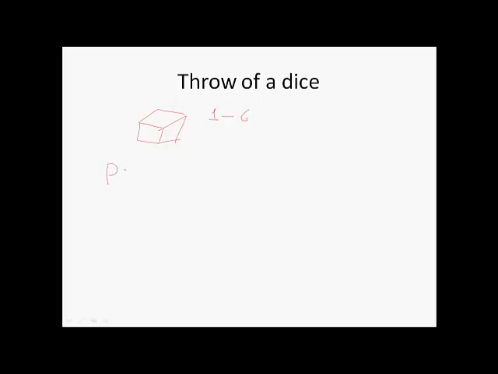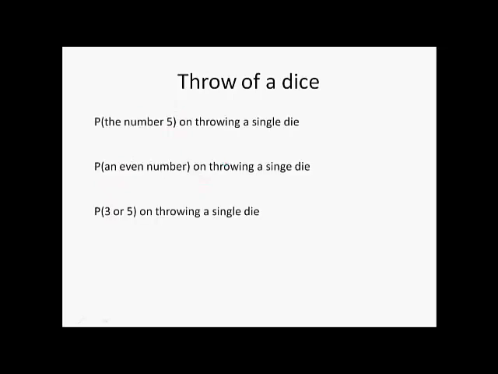So the probability of getting any one of these numbers is exactly the same. So if I were to ask what is the probability of getting the number 3, then from the 6 total outcomes, one of these numbers satisfies my condition. So the answer is 1 by 6. Let us take a look at a few questions on how to solve questions on dice.